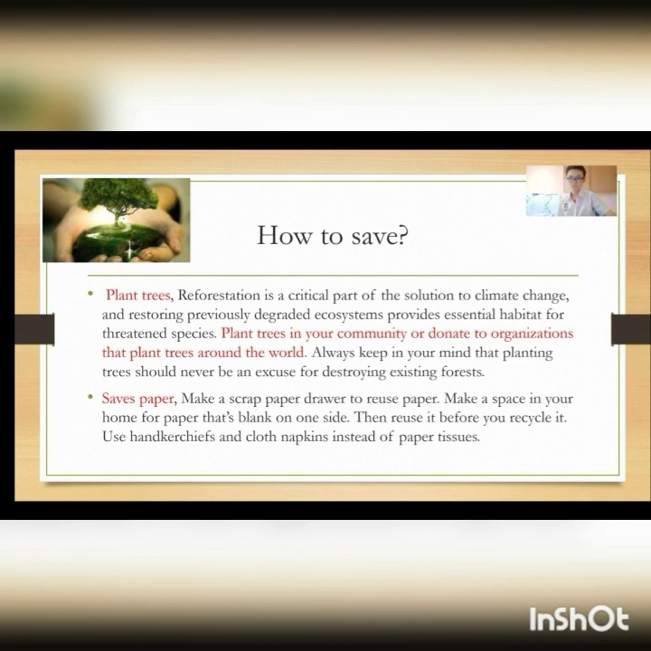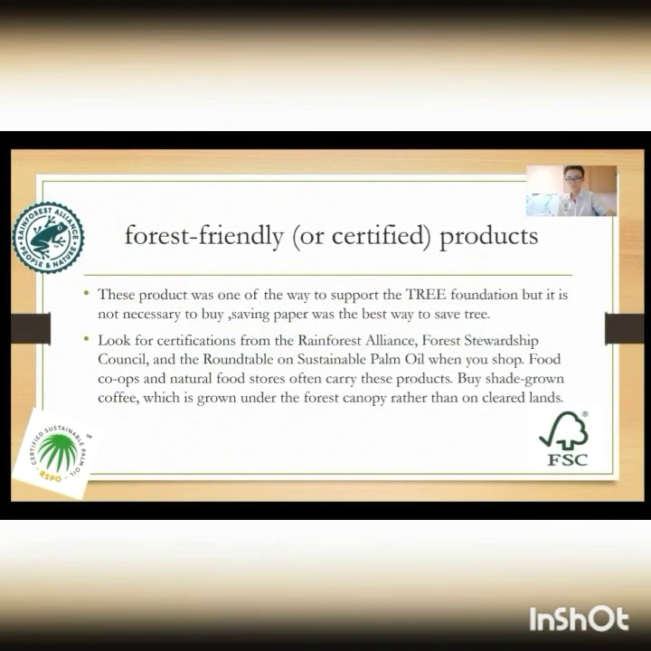Save paper. Make a scrap paper drawer to reuse paper. Make a space in your home for paper that's blank on one side. Then reuse it before you recycle it. Use handkerchiefs and cloth napkins instead of paper tissues. Forest-friendly or certified products are one of the ways to support tree foundations, but it is not necessary to buy. Saving paper is the best way to save trees.